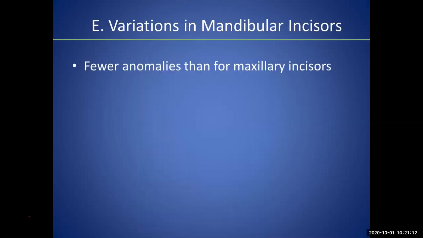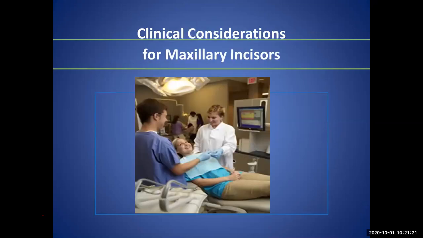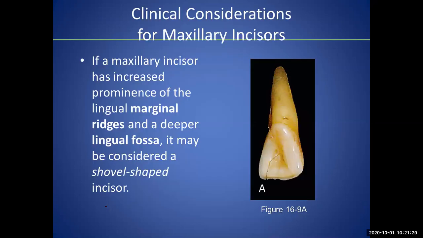So let's take a look at some variations of mandibular incisors. There are fewer anomalies than in the maxillary counterparts on the mandibular. Okay, that's the good thing. They're smoother. Yay. So, maxillary incisors. If a maxillary incisor has increased prominence of the lingual marginal ridge and a deeper lingual fossa, it may be considered a shovel-shaped incisor. So what you're wanting to look at, okay, is look at this. This is the distal marginal ridge and the mesial marginal ridge. This is the cingulum.